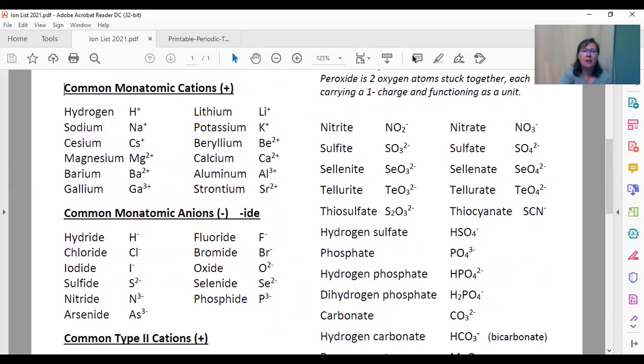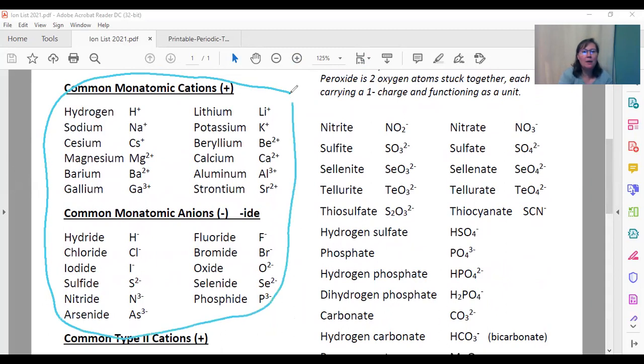So let's take a look here for a minute. Okay, these are common monatomic cations and anions. And what that means is that they only form one type of ion. Well, hydrogen actually can also form a hydride with a negative. So the one exception to that is that you can have an H plus for hydrogen and you can have an H minus for hydride. And you can see that for the common monatomic cations that we were just looking at with the alkaline earths and the alkali metals and a couple of others tossed in there, you can see a bunch of them.